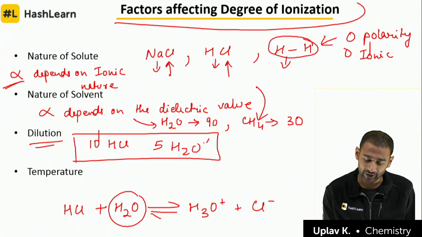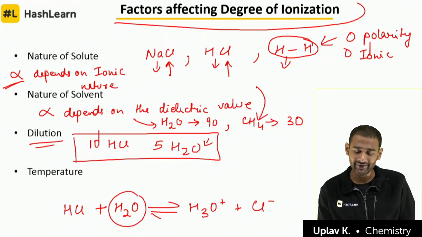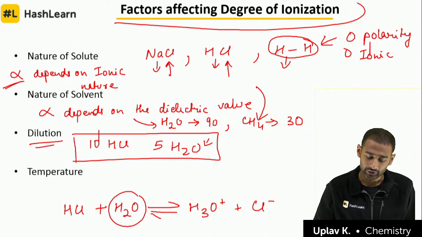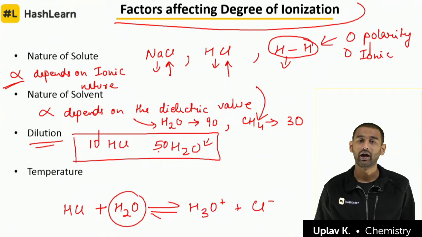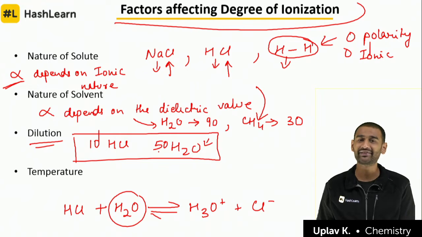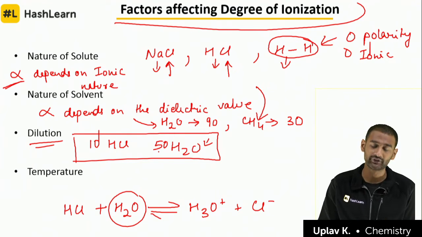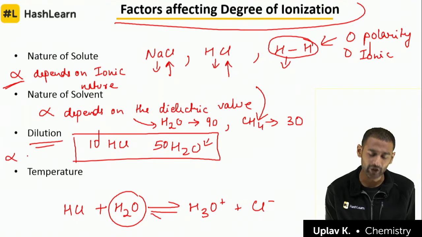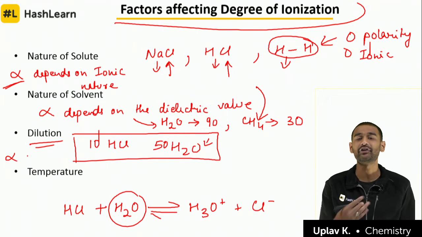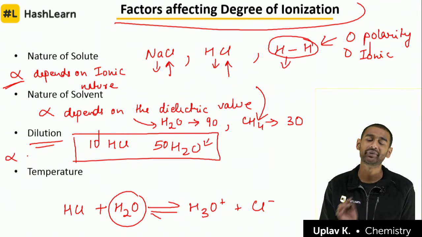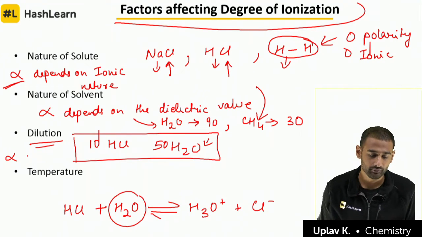So if I have 5 H2O and I have 10 HCl, can I say that in this case dissociation will be very little, right? Now instead of 5, if I have 50, I have more water molecules, right? So in this case, can I say that the dissociation will be more, right? Hence I can say that the degree of dissociation will increase with dilution. So the more diluted your solution is, the degree of dissociation will be higher, fine.